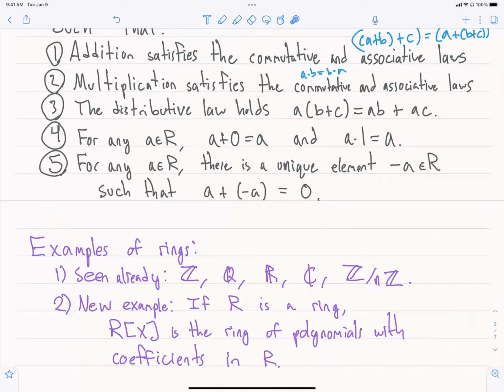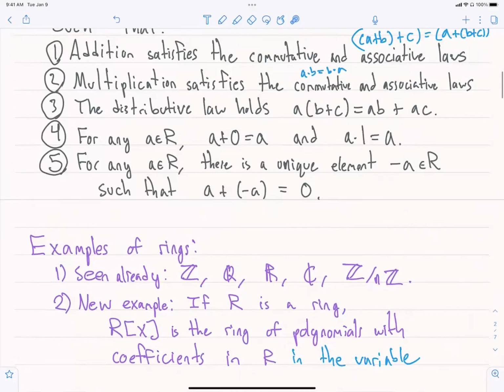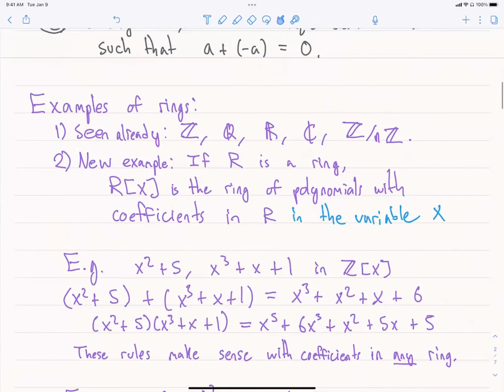Let me introduce one new example that we'll study more next time: if you start with some ring, so maybe you start with the integers, then you can look at the ring of all polynomials with coefficients in R, in the variable X. We write that as R[X]. So for example, Z[X] means polynomials with integer coefficients like x squared plus 5 or x cubed plus x plus 1. Those are both polynomials with integer coefficients.